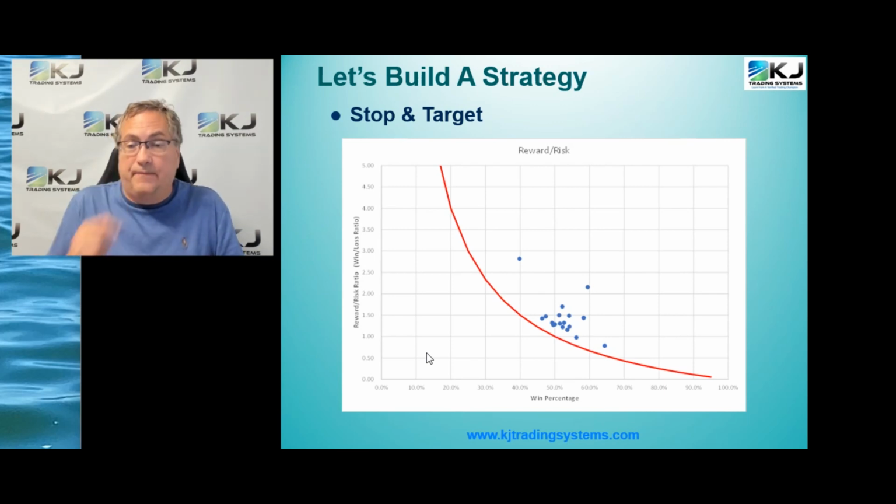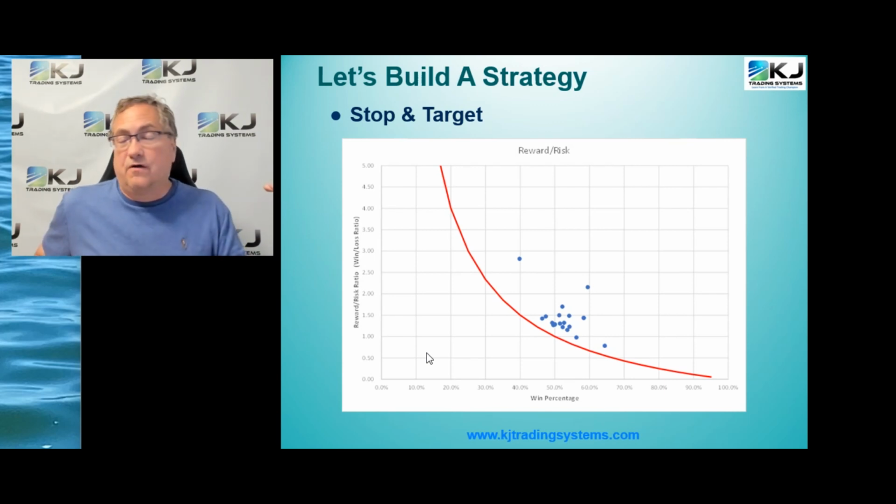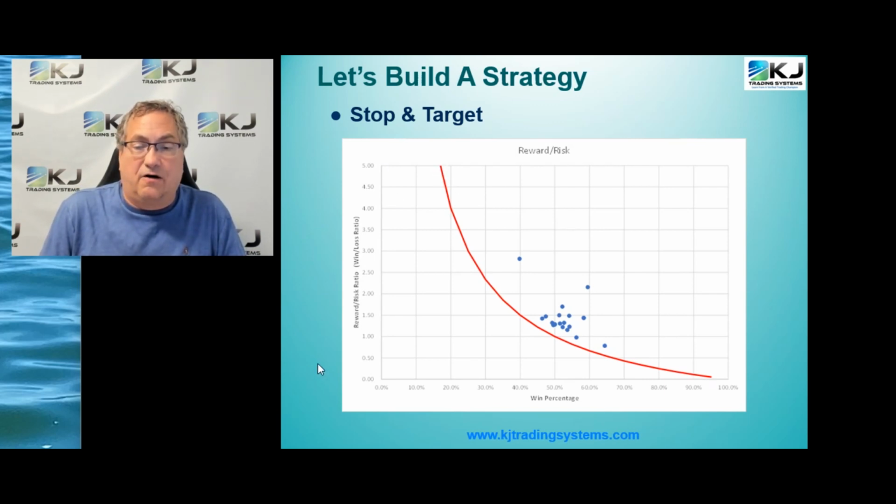So here's a chart that shows you how reward to risk and winning percentage tie in together. Now, a lot of people say, oh, you must have a 3 reward to risk, or you must have an 80% winning percentage. The fact is, those two numbers are only meaningful when they're together. And when they're together, you can create this curve, this red curve. Anything to the left of the curve is going to be unprofitable.